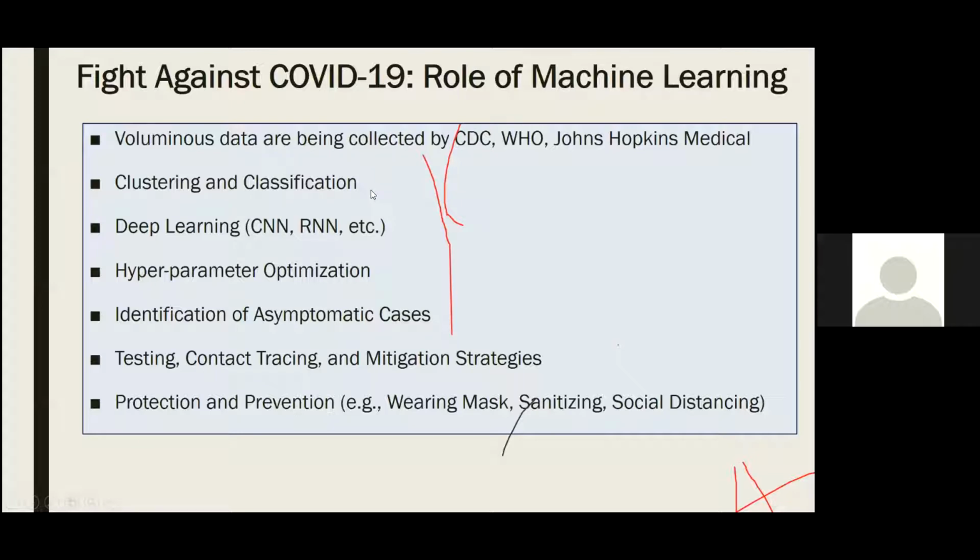How do you cluster groups of people in the contact network? They are highly susceptible, or they are less dangerous, in terms of infection, okay? So classification, clustering, and that is in the purview of machine learning, data analytics type of thing.